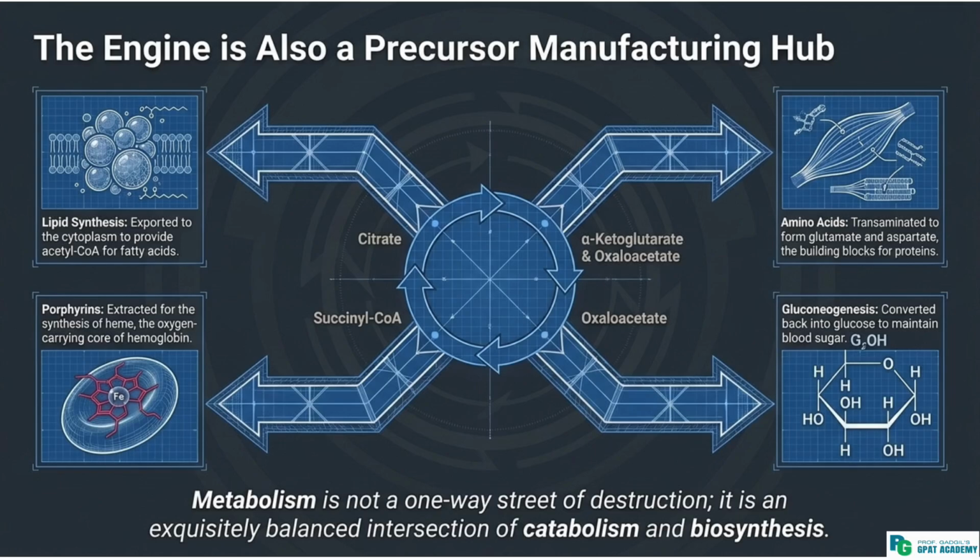Citrate can be exported to the cytoplasm to provide acetyl-CoA for fatty acid synthesis. Alpha ketoglutarate and oxaloacetate can be transaminated to form the glutamate and aspartate, respectively, the building blocks for amino acids. Succinyl-CoA is used in the synthesis of heme, that is the oxygen-carrying part of the hemoglobin. Oxaloacetate can be converted to glucose via the gluconeogenesis. So the cycle sits at a metabolic crossroads, constantly balancing energy production and biosynthesis.